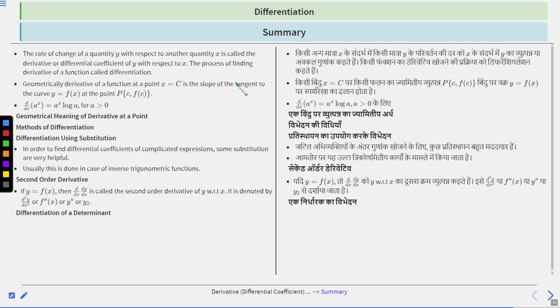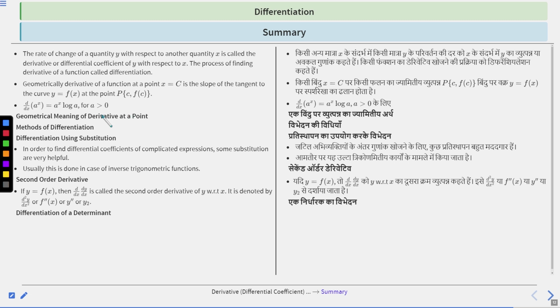What we have discussed till now in this chapter. So first we have seen the rate of change of quantity y with respect to another quantity x is called the derivative or differential coefficient of y with respect to x. The process of finding the derivative of a function is called differentiation, right? After that, we have seen the geometrical form of derivative, which is, geometrically, the derivative of a function at a point x equal to c is the slope of the tangent to the curve y is equal to f(x) at the point (c, f(c)).